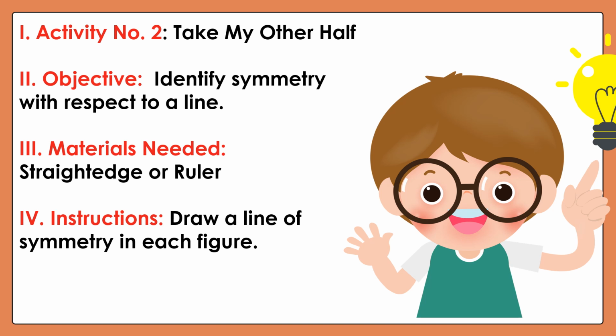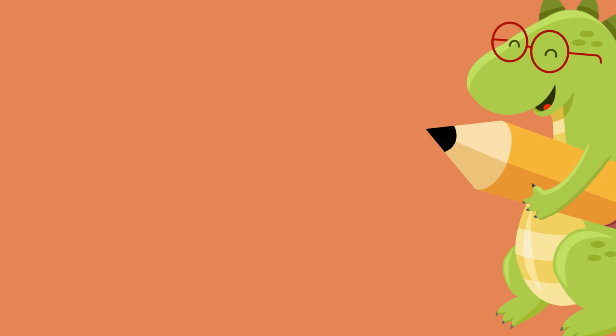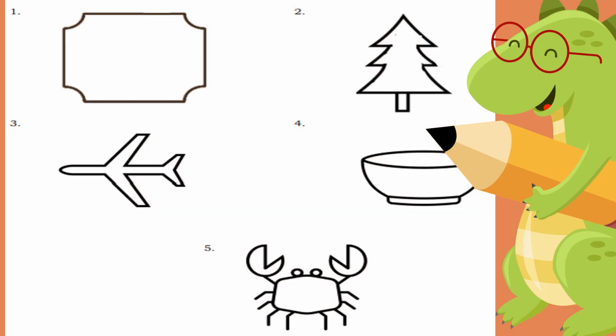Activity number 2, take my other half. Objective, identify symmetry with respect to a line. Materials needed, straight edge or ruler. Instructions, draw a line of symmetry in each figure. Here's numbers 1 to 5 that you need to answer in your notebook.